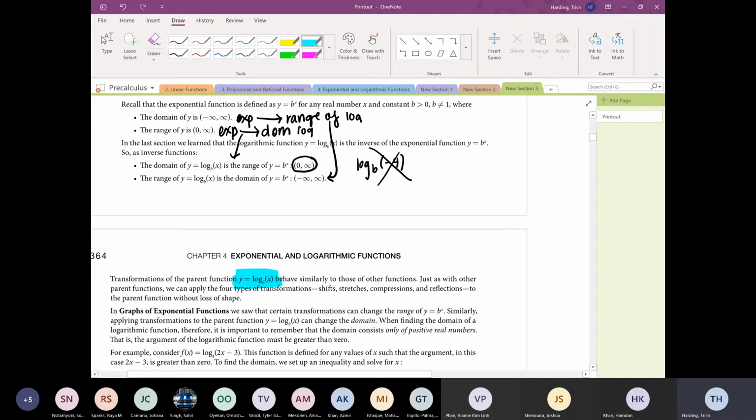Now, we're talking about graphs in this section. So we can compress it, we can stretch it, we can move it up and we can move it down, we can move it side to side. We can move it just like we can move any other graph.